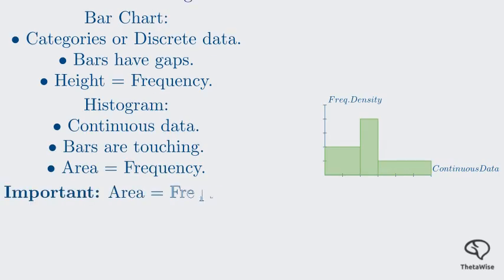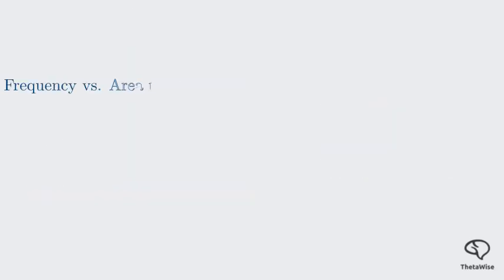But here is the most important rule for IGCSE. In a histogram, the area of the bar represents the frequency, not just the height. Why do we care about area instead of height? Imagine we are looking at the ages of people in a leisure center.